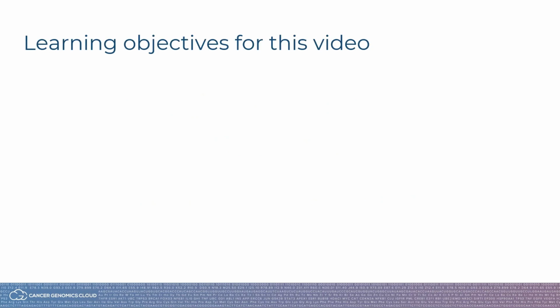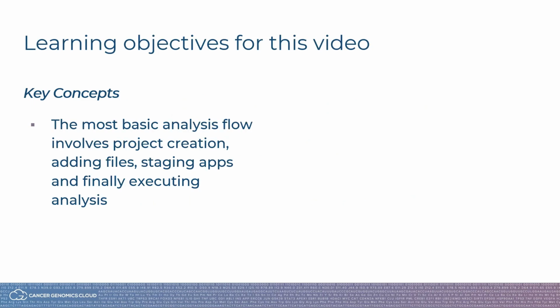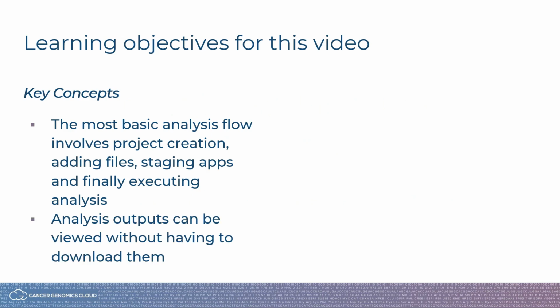While watching this video, please remember two key concepts. The first is that the most basic analysis flow on the CGC involves project creation, adding files, staging apps, and finally executing analysis. The second is that on the Cancer Genomics Cloud, analysis outputs can be viewed and even subjected to tertiary analysis without having to download them.